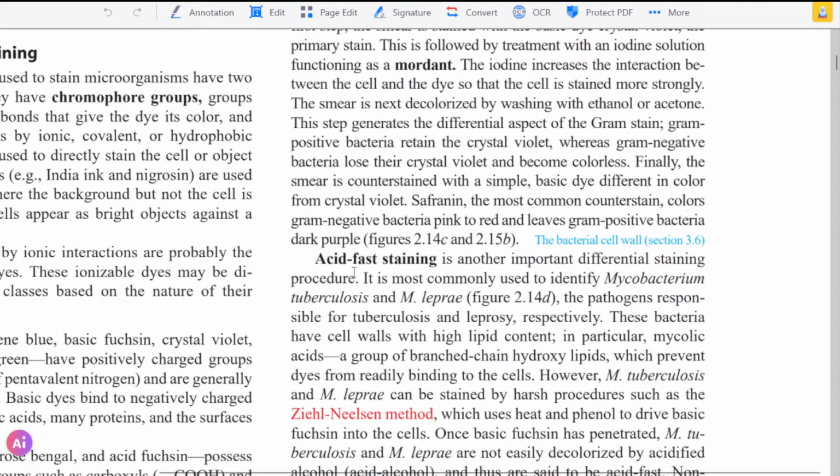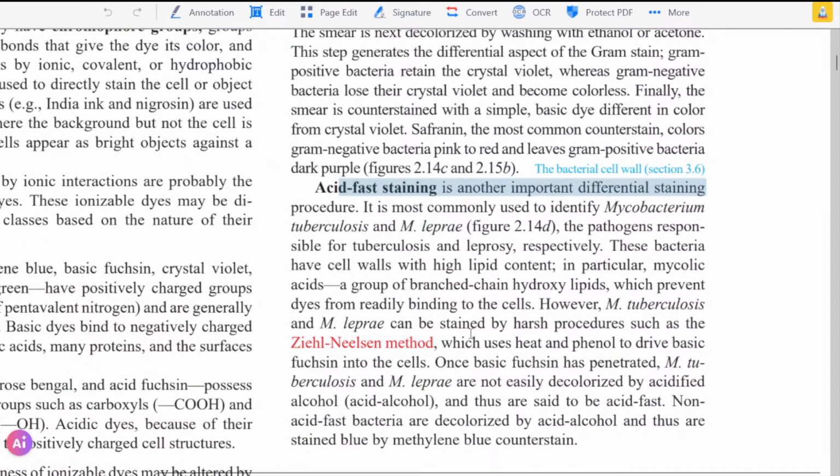Alright, so acid-fast staining is another important differential staining procedure. It is most commonly used to identify Mycobacterium tuberculosis and Mycobacterium leprae. These are both the same genus, but the species is different. And this is also a differential stain. And how does it do the differential part? Now let's dive deep into this one. The pathogens responsible for tuberculosis and leprosy respectively.